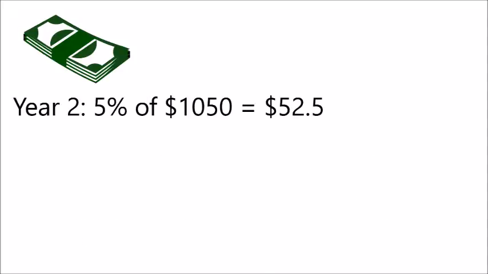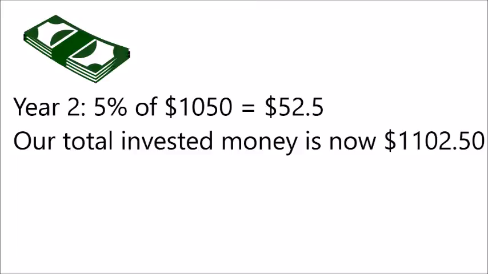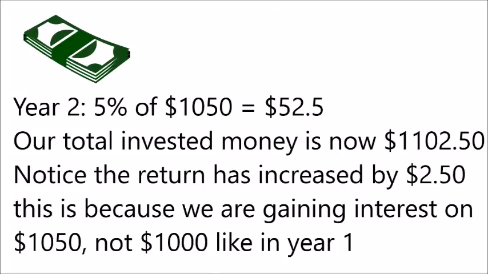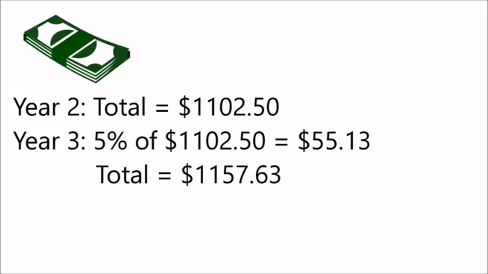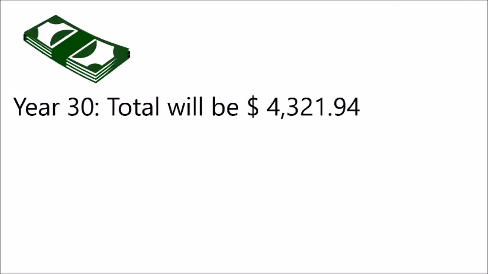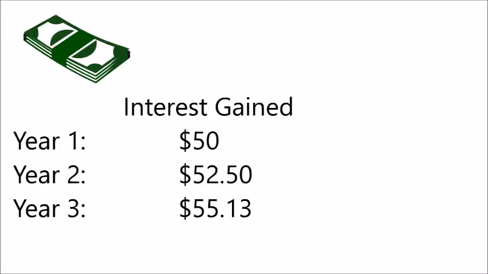In year 2, my total invested money is $1,050. So 5% of that is $52.50. And our total is $1,102.50. In year 3, our total is $1,157.63. In year 4, it's $1,215.51. And in 30 years, using a compound interest calculator, it shows to be $4,321.94. So because we're reinvesting the interest we made, our entire pot is continuously getting bigger, so the amount of interest we're getting increases every year.